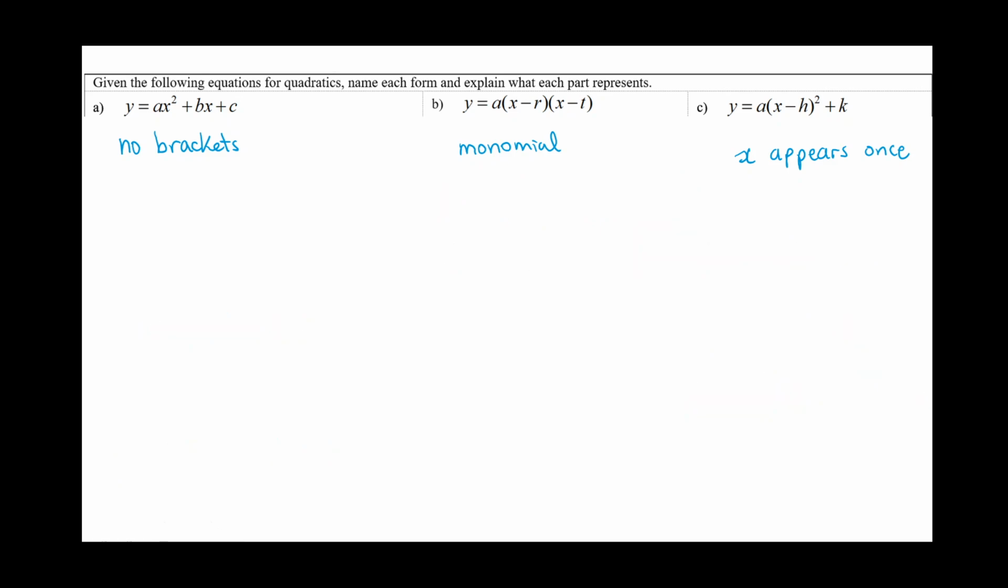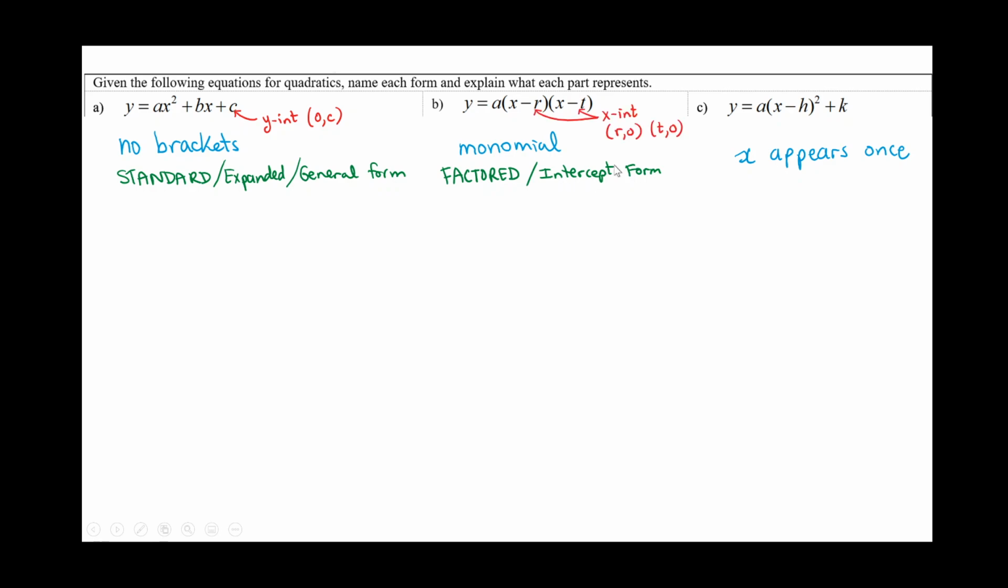So what are these categories called? This first one with no brackets is called standard form. We can also call it expanded or general form, I've seen it called. In this form, we can tell what the y-intercept is. So this last number, the one that has no x on it, the term without an x, is going to be our y-intercept. This middle category is factored form, or we can call it the intercept form, because we can see the x-intercepts, or sometimes we call these the zeros.